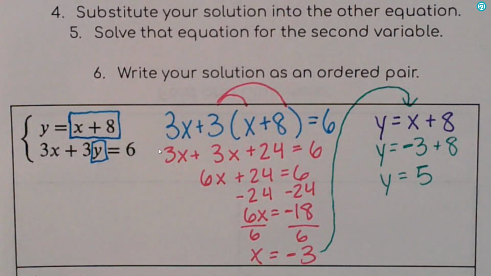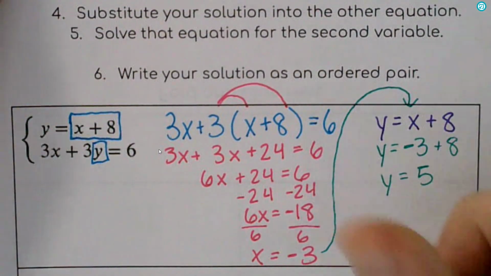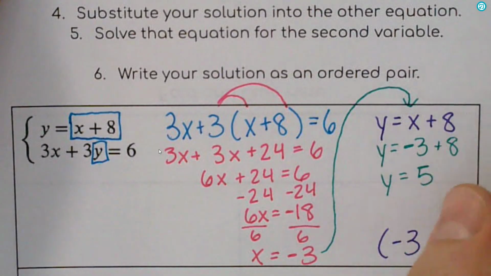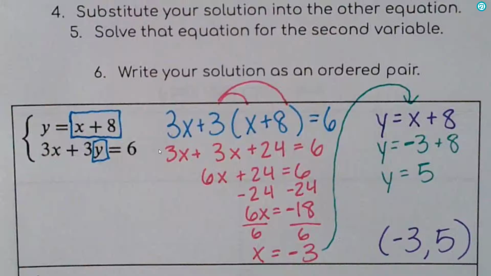And then the last thing that we do is we write our answer as an ordered pair. So it's always x comma y. So it's -3 comma 5. Okay. Any questions about this first problem?